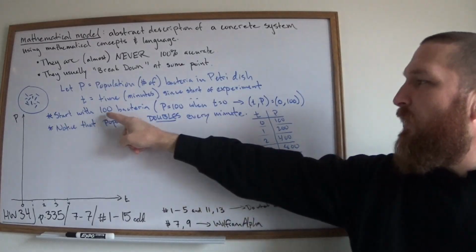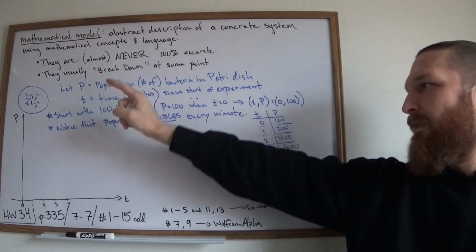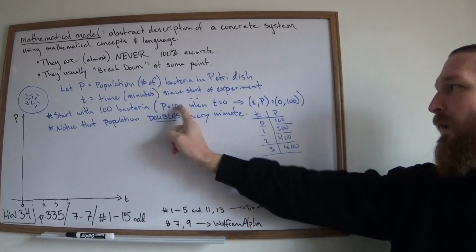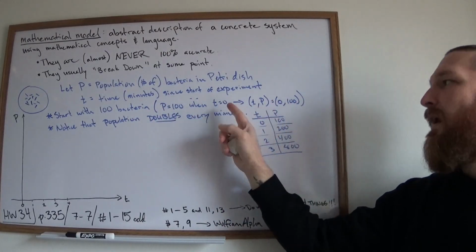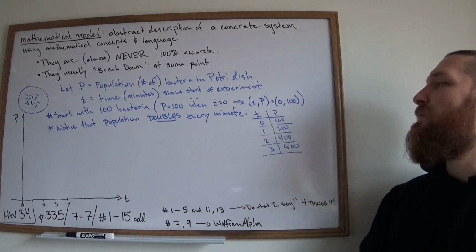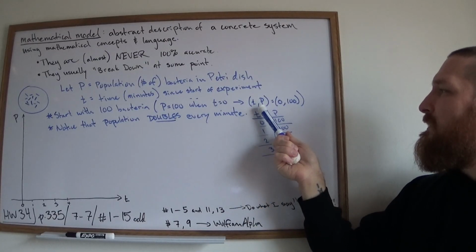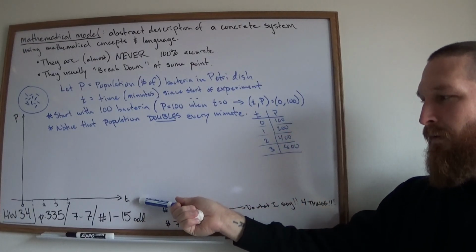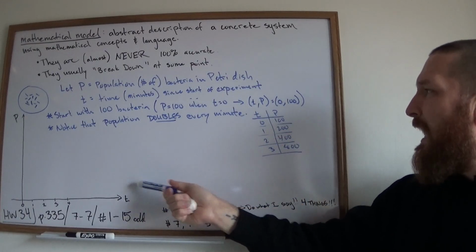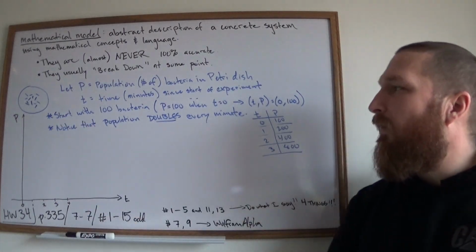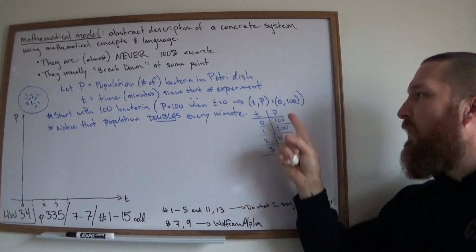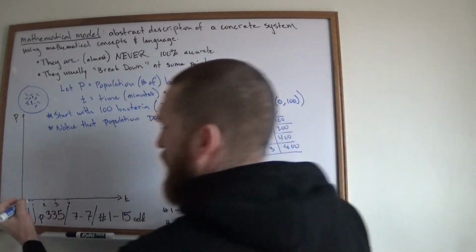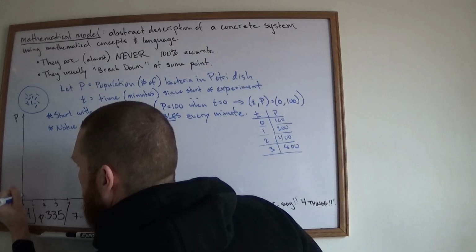And here's some data that we have. We have started with 100 bacteria in the petri dish, okay? So that P is equal to 100 when we start our time, when time equals 0. That gives us a point, T comma P. So again, we're putting time on the input axis, and we're putting population P on the output axis. We have a point, 0, 100. So let's go ahead and mark that in. I'm going to put 100 right here.